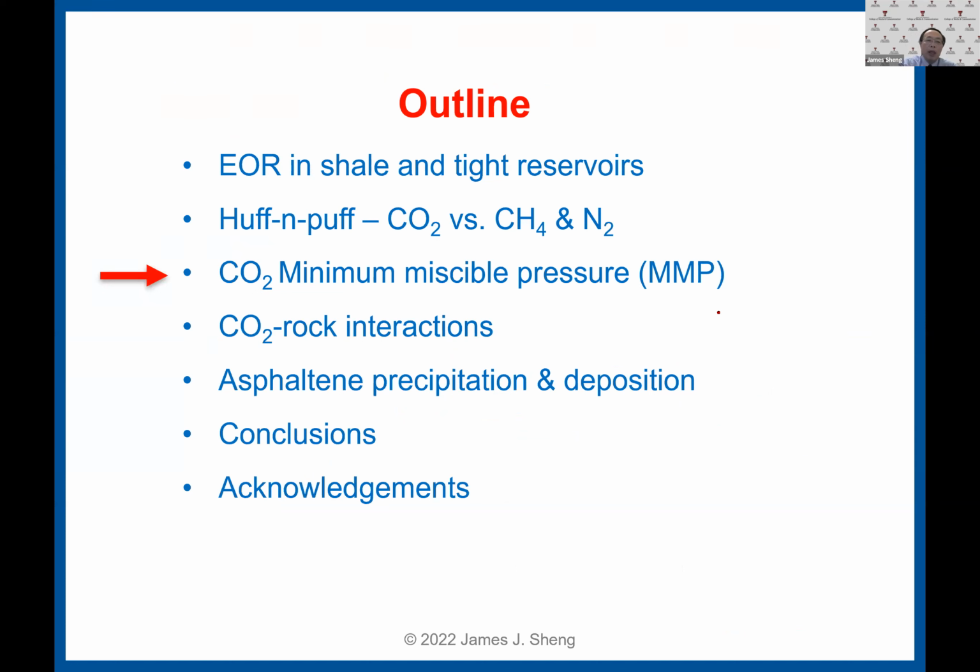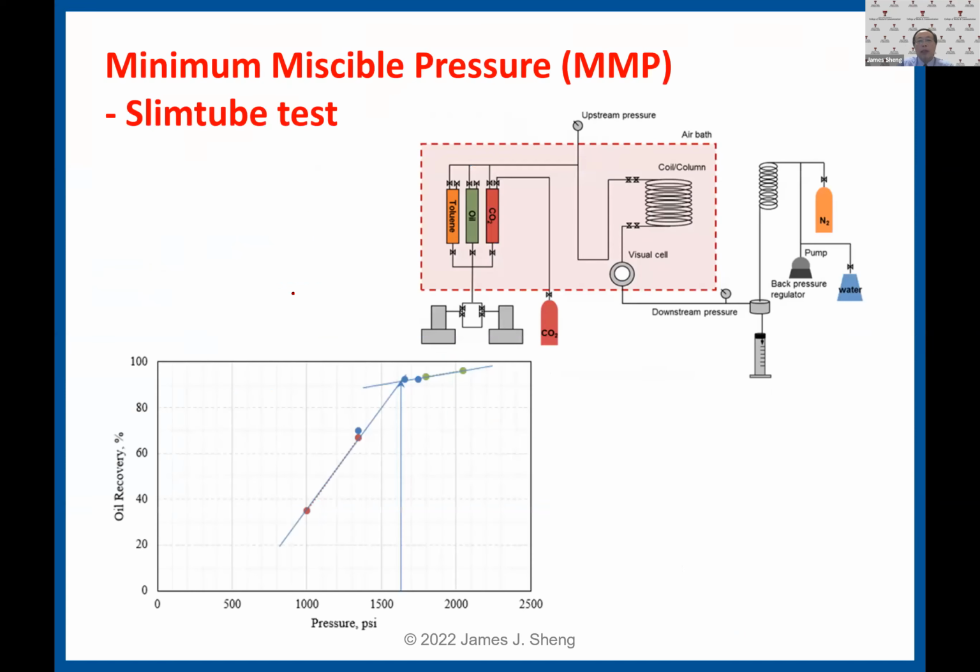So next, let's look at the CO2 minimum miscible pressure. First, let me explain what the minimum miscible pressure is. It's easy to understand. If the injection pressure is high, it will be easier for CO2 to get into the rock matrix, contact the oil, and mix with the oil. So it becomes miscible with the oil. As the pressure gets higher, the oil and the CO2 become more and more mixed together.